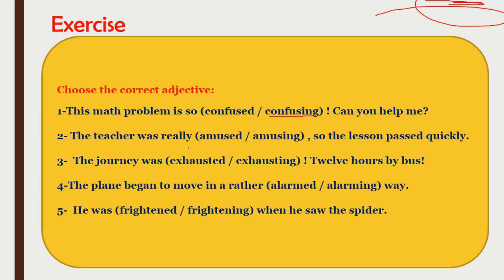The teacher was really amused or amusing, so the lesson passed quickly. The teacher was really, yes, amusing. So this means that I was, as a student, or you were amused. The teacher, who is me, of course, was really amusing, and that's reality. No one can deny that. How dare you? You cannot deny this at all. So if the teacher is amusing, my student will be amused by my session.